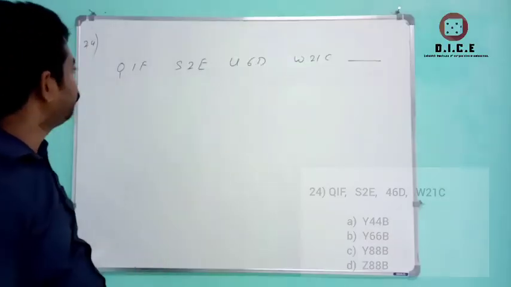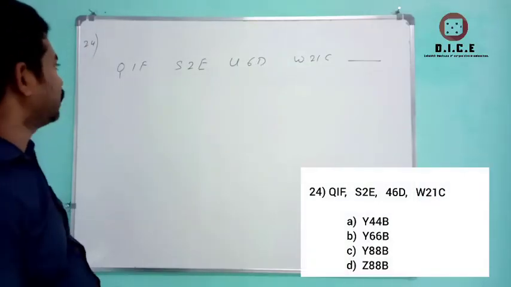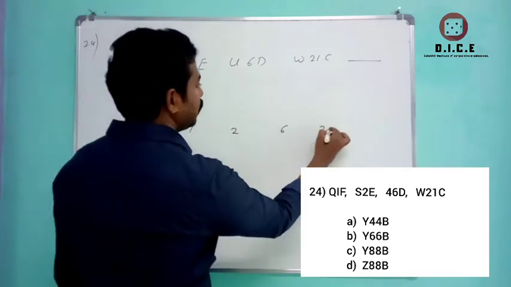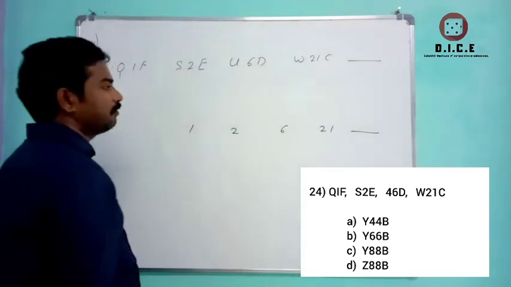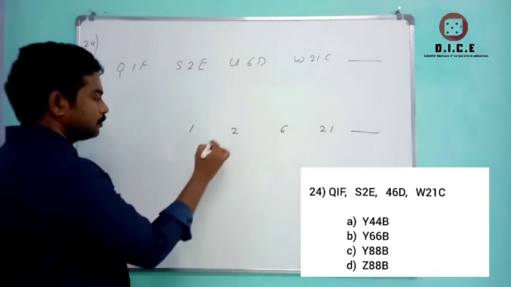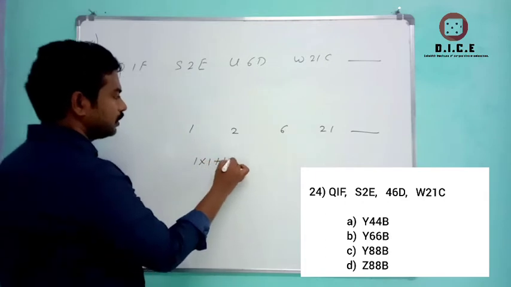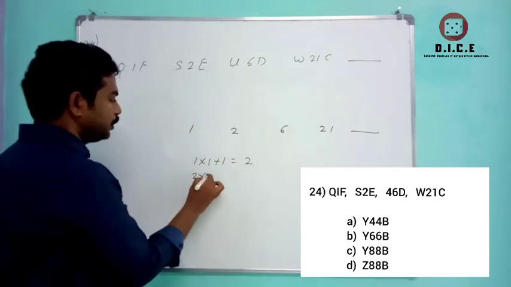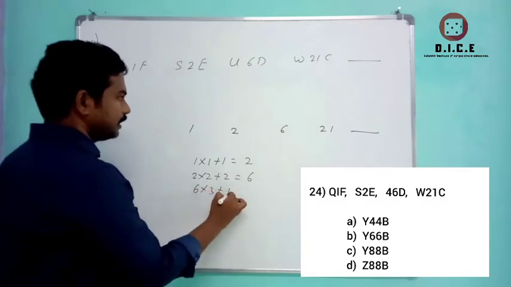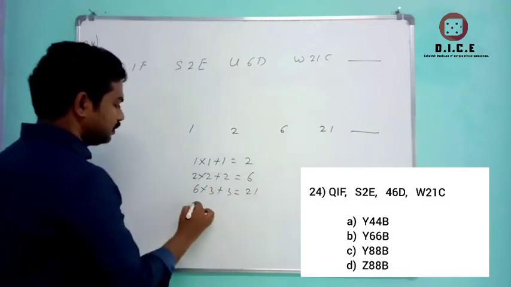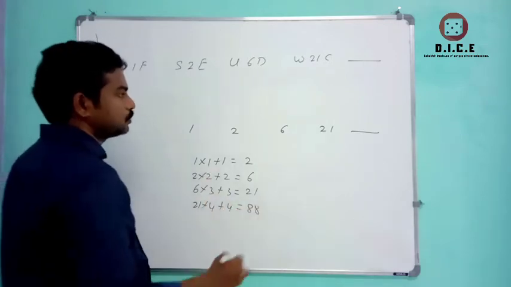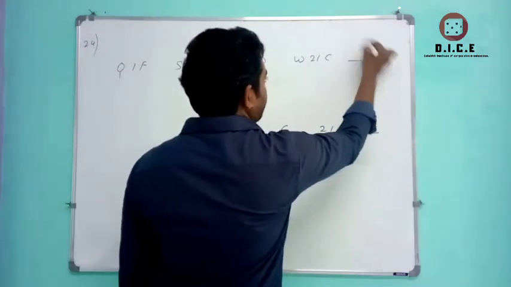So question number 24, if you see with the individual pattern, now first we do with the numbers 1, 2, 6, 21, and what is the number in the middle of the answer pattern. If you see 1 becomes 2, there is nothing but 1 into 1 plus 1, that is nothing but 2. Similarly 2 into 2 plus 2, there is nothing but 6. 6 into 3 plus 3, there is nothing but 21. And similarly 21 into 4 plus 4, there is nothing but 88. So the middle number should be 88.